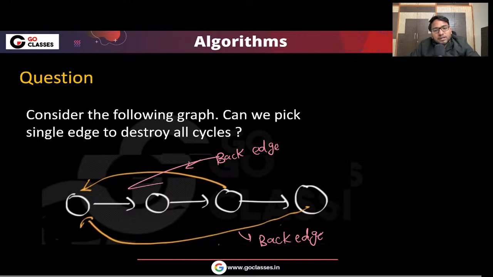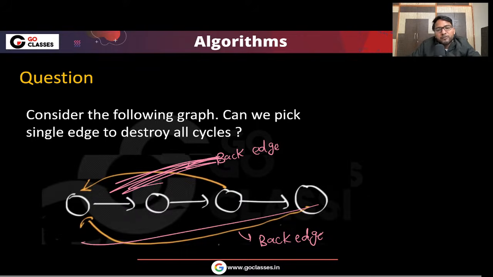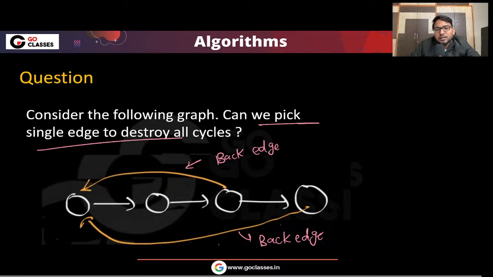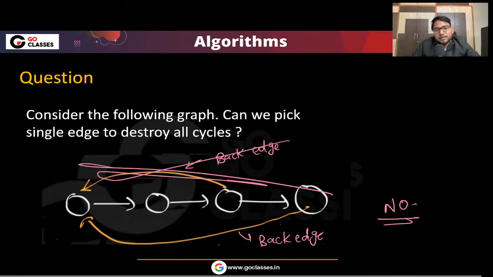Because if you remove this, then this package will remain. If you remove this, then this package will remain. So it will create a cycle. So there are two packages. So can we pick a single edge to destroy all the cycles? The answer is no, right? Because there are two packages. You have to remove all the packages, right? You have to remove all the packages.